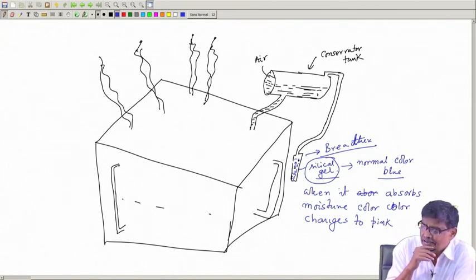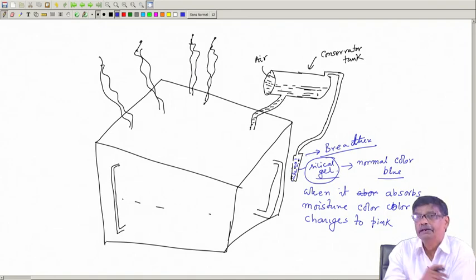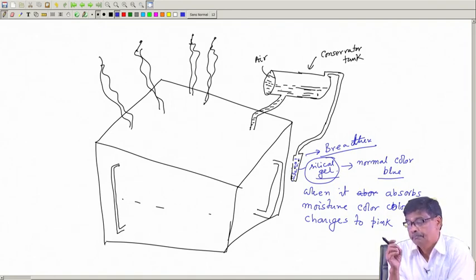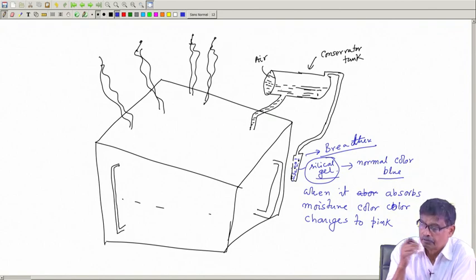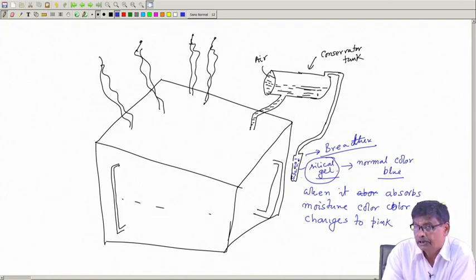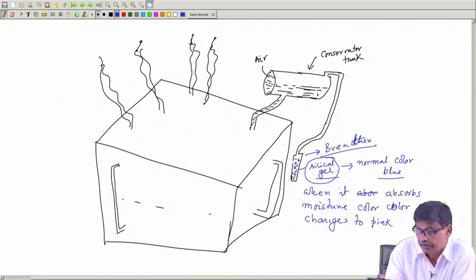But during rainy season and all, it will be a very important job for supervisors, whoever is watching this transformer, to inspect this breather all the time, whether the color has become totally pink, that means it has become saturated with moisture, moisture will be then going here.